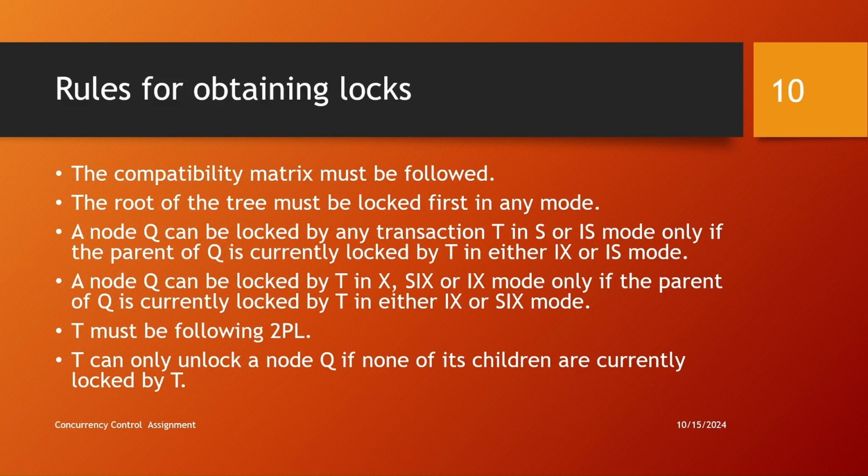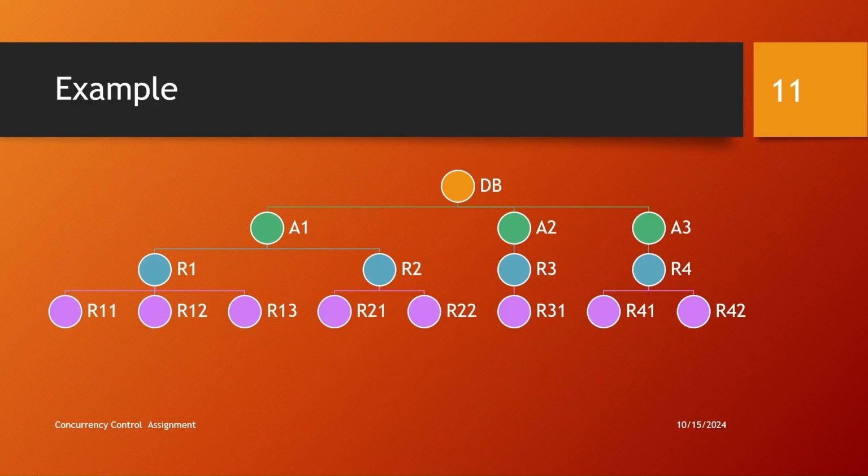So that is the two-phase locking, which consists of two phases: the locking phase and the unlocking phase. And a node can only be unlocked after all its children are unlocked. Else it cannot be unlocked by the transaction T. So this is the example which we used in the explanation.